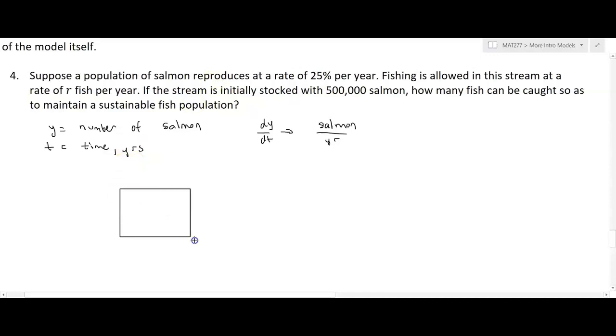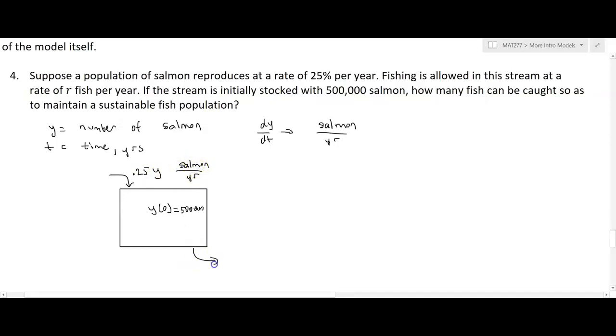We know we have reproduction, which is causing the number of salmon in here, which is initially 500,000. So there are 500,000 salmon swimming in here, but we are putting more in via reproduction, and it's 25% per year. So each of them will produce 0.25 baby salmon, which will be the inflow rate of our population. And this is going to be in new salmon per year. So that's the unit that I want.